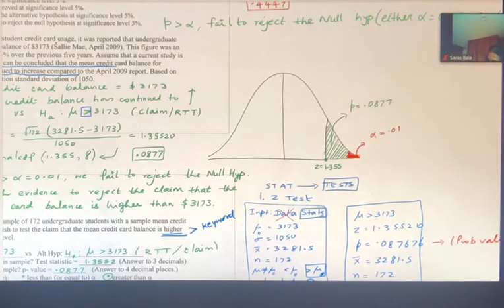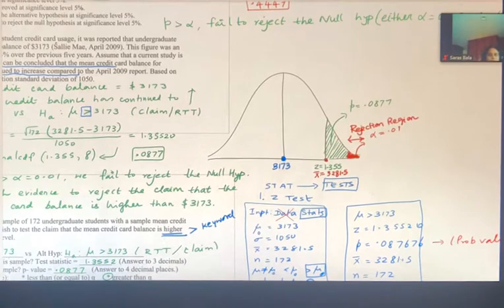So this is the center. The center is 3173, and my x bar value is how many standard deviations above the center? It is 1.355 standard deviations above the center. So this is the cutoff point for my x bar value, and that x bar value is about 1.355 standard deviations above the center. And my p-value is pretty strong, and this is what I call my rejection zone. So this is my RR, rejection region.